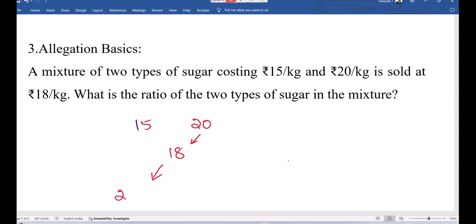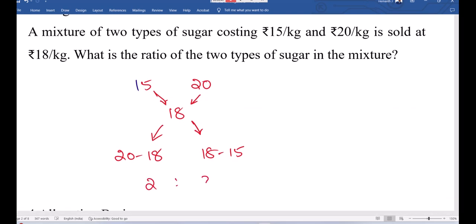But meanwhile, what you can do: 15 and 20 mixing to give 18 means we are mixing more from 20, as 18 is close to 20. We are mixing more from the second quantity. The mixing value 18 is close to 20, which means you have taken more quantity from the second one. So we have to take the difference and put it on the opposite sides. The difference should always be positive. Take higher minus lower. So it's like, okay, 2 and 3.